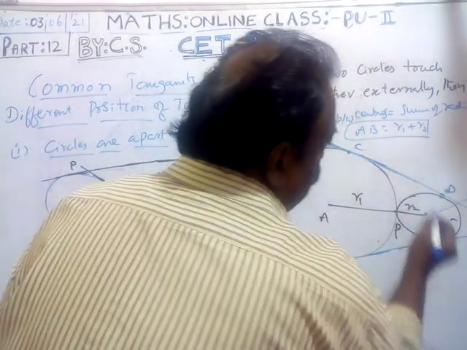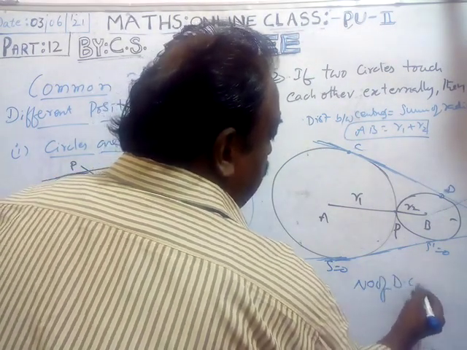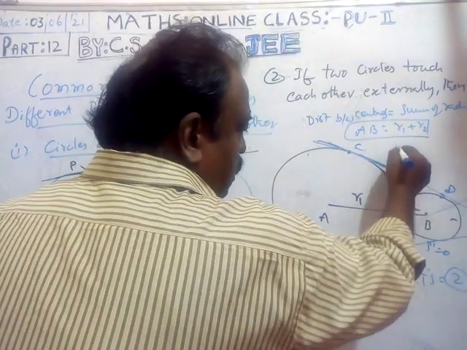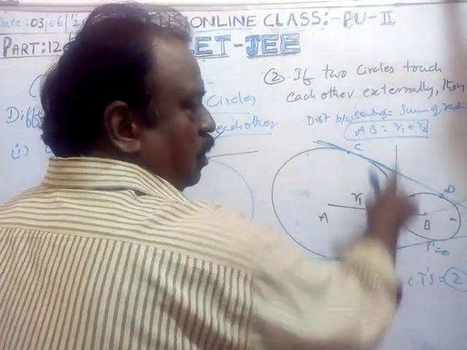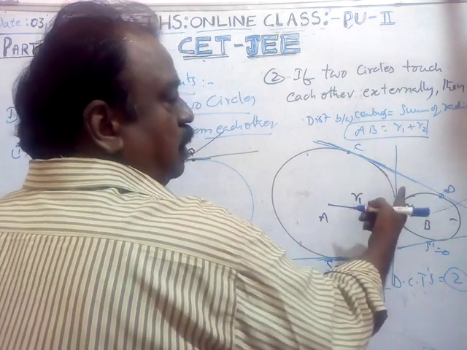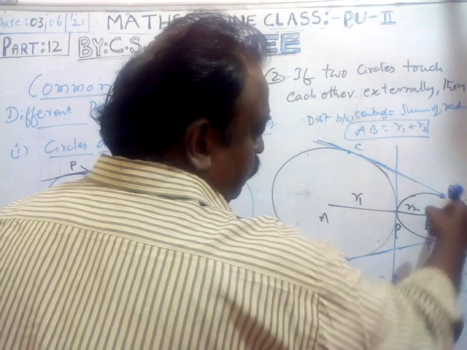Here also 2 DCTs. Number of DCTs is equal to 2, whereas transverse common tangent only 1. This is a common tangent at the point of contact P. It is containing one circle on one side, the other circle on the other side.